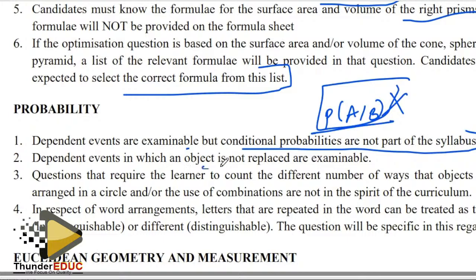Dependent events in which an object is not replaced. This normally comes under the tree diagrams. Let's say you're picking marbles or you're picking sweets from a bag and then you don't replace the sweets.